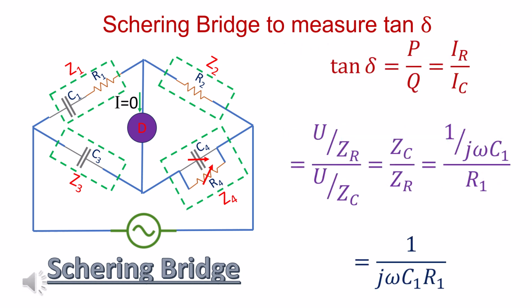Tan delta is equal to P by Q is equal to IR by IC is equal to U by ZR divided by U by ZC is equal to ZC by ZR is equal to 1 by j omega C1 divided by R1 is equal to 1 by j omega C1 R1.